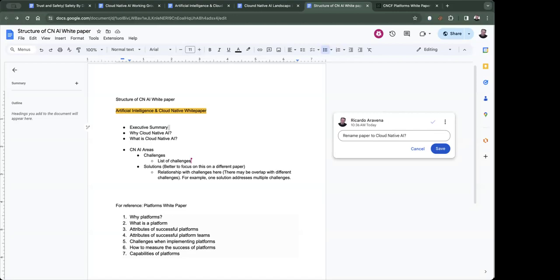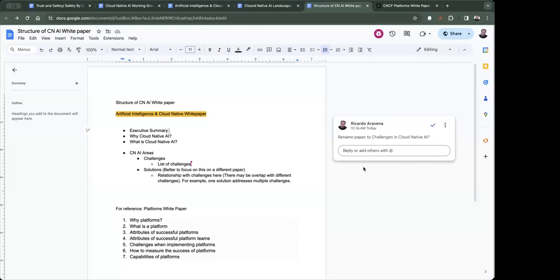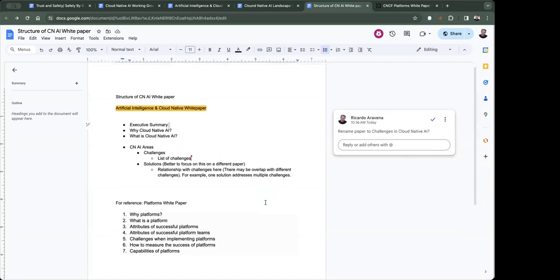All right, that sounds good. I wrote it in the notes as well, Ricardo. The purpose that I got was: how does the existing cloud native landscape aid in solving AI or emerging AI problems? That's what I wrote. Feel free to correct that in the notes.